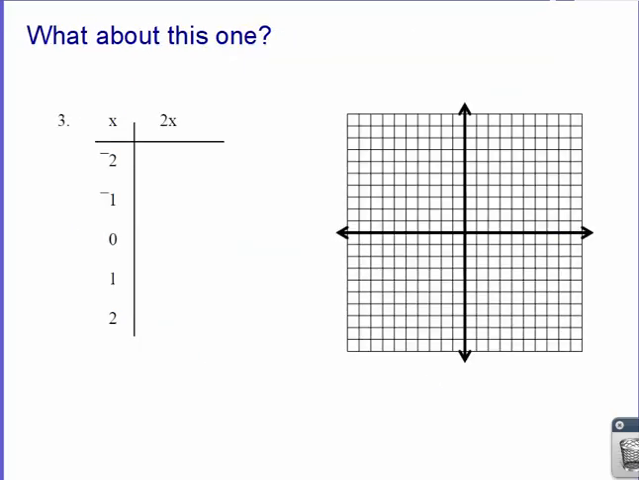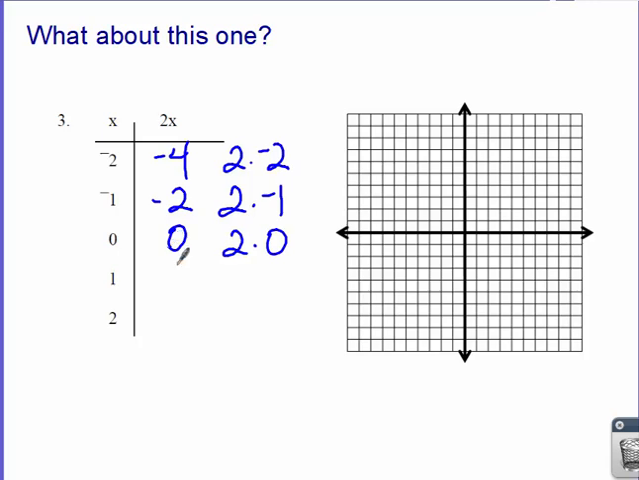Let's try another one. What if I were to give you this one, 2x? Well, we do the same thing. We're going to plug our x values into the expression. So in this first one, we got 2 times -2, which would give you -4. And then 2 times -1, which would give you -2. And then 2 times 0, which would be 0. So hopefully we have found the pattern now. We are increasing by 2. So we end up with 2 and then 4.